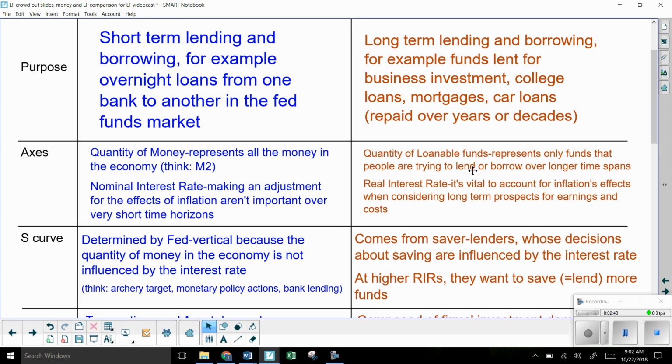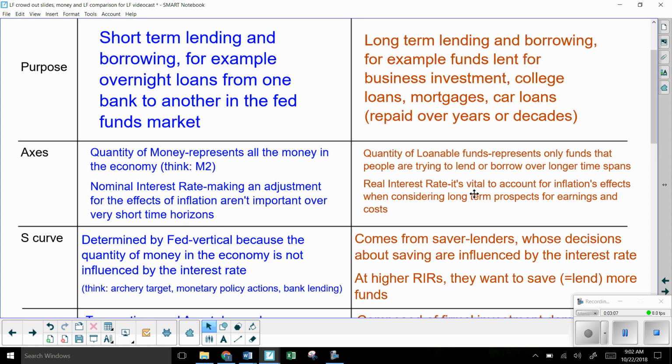On the right-hand side, we're thinking about the quantity of loanable funds, and that would be a much smaller number probably than the quantity of money in the economy, because a lot of the money in the economy isn't necessarily money that people are seeking to either lend or borrow. So this is just money people are trying to lend or borrow over longer time spans. If we were thinking in terms of millions and billions and trillions on the x-axis, these numbers here would be smaller than those over there.